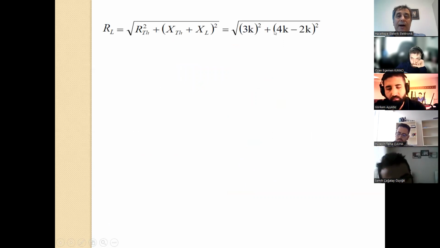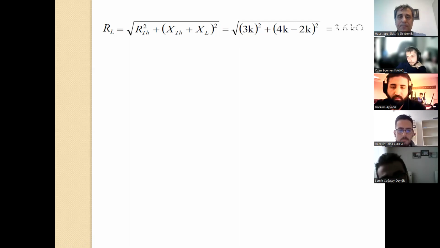RTH is 3K. However, the minimum reactance that I can choose is minus 2K. Actually, I was trying to choose minus 4K to eliminate this part, but I was not able to do that. So I'm going to evaluate this at minus 2K. Then RL should be chosen as 3.6K.